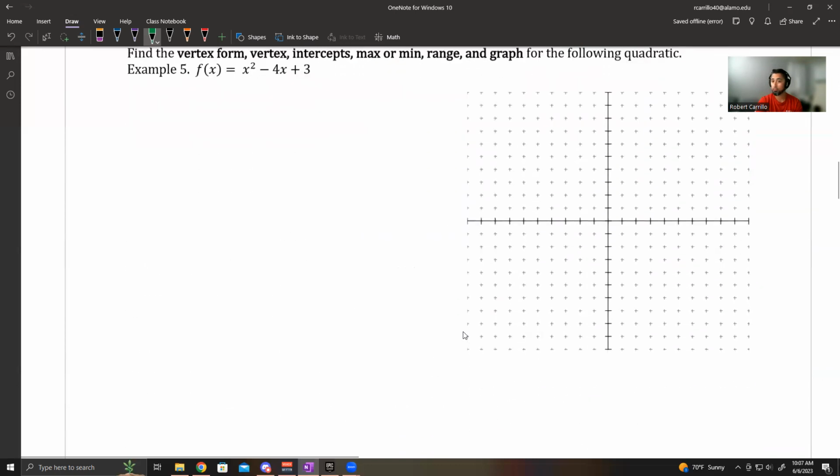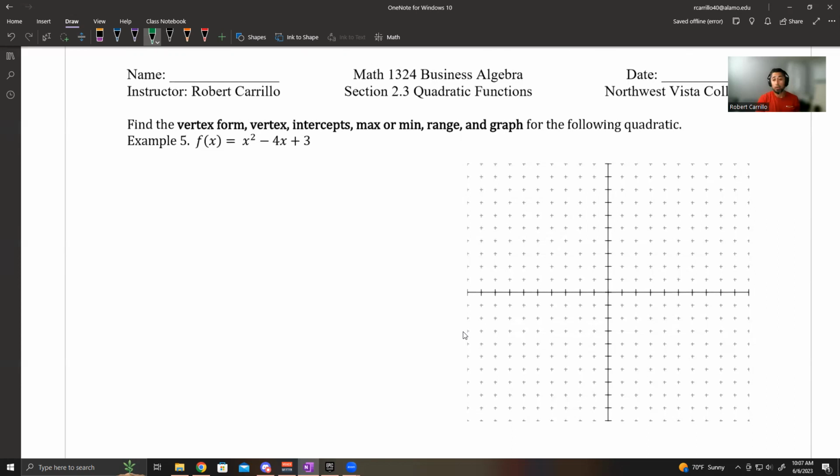Okay. So here, given a quadratic function, we want to find the vertex form, the vertex, the intercepts, the maximum or the minimum, range, domain, and of course, graph it. But in order to find the vertex form, we have to find the vertex first. So we're just going to switch these two up in the rotation. Okay, so starting off, we'll call this A. We're going to look for the vertex.